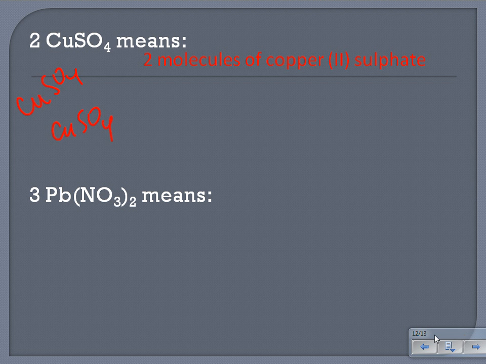So how many total copper atoms do I have? I have 1 here and 1 here. So I have 2 copper atoms, 2 sulfurs, and 4 plus 4, 8 oxygens. So 2 atoms of copper, 2 atoms of sulfur, and 8 atoms of oxygen.